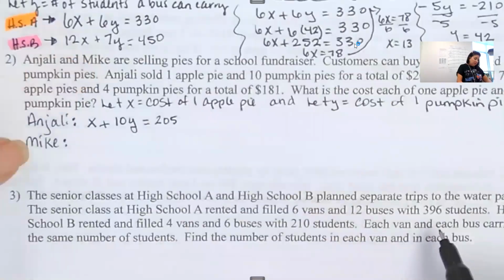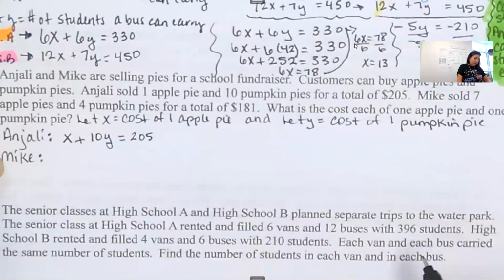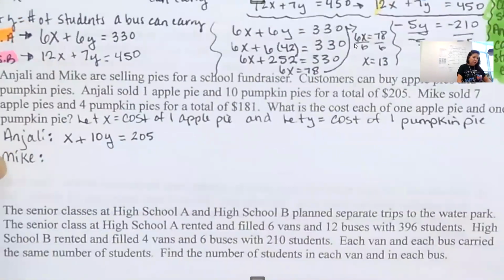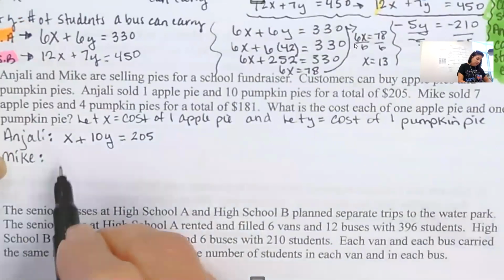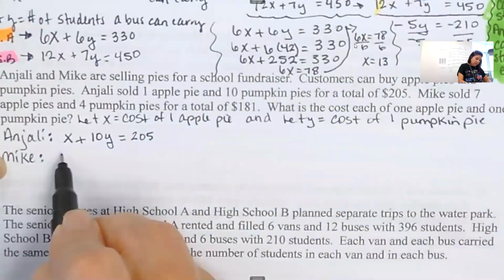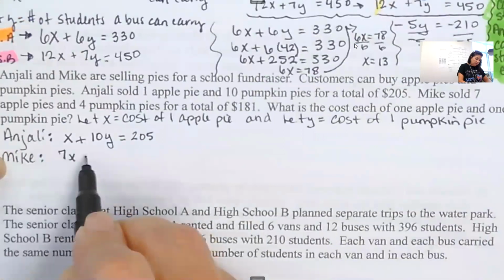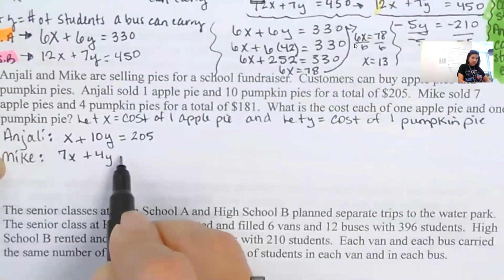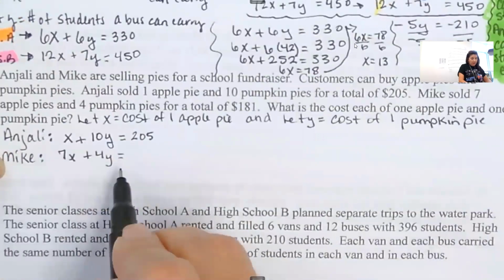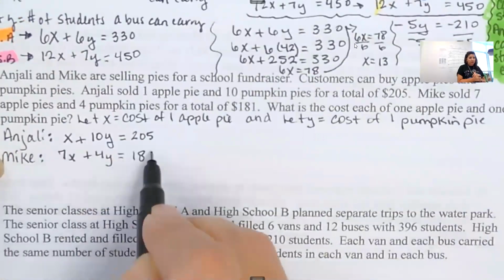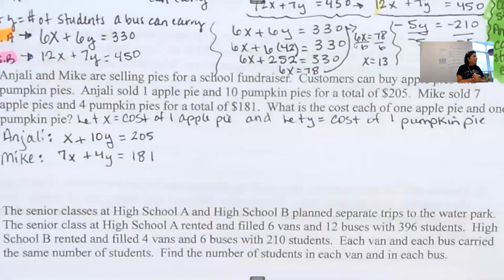Mike sold 7 apple pies and 4 pumpkin pies for a total of $181. So what's Mike's equation? Equals $181. Y'all down with that? That's not that bad, is it?